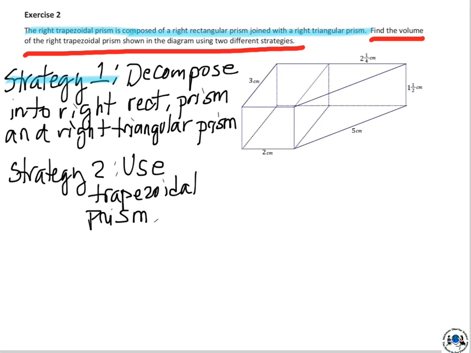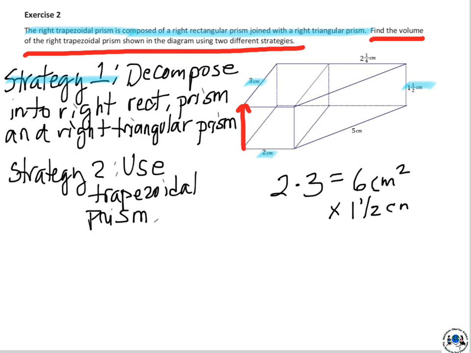Okay, let's go ahead and take a look at strategy number one. We're going to decompose into a right rectangular prism. So the right rectangular prism right there, those are the two dimensions we need. So 2 times 3 is going to give me the area of my base. And now I need to apply the height, which is 1.5 centimeters. Therefore, I get 6 centimeters squared times 1.5 centimeters is 9 centimeters cubed.